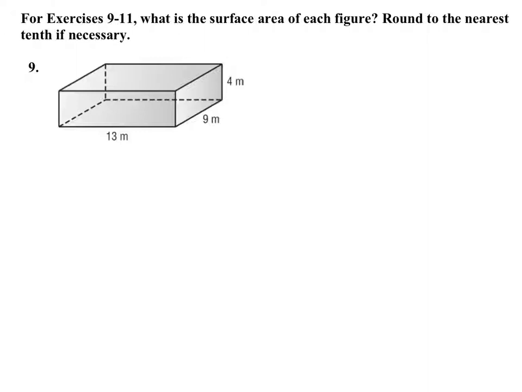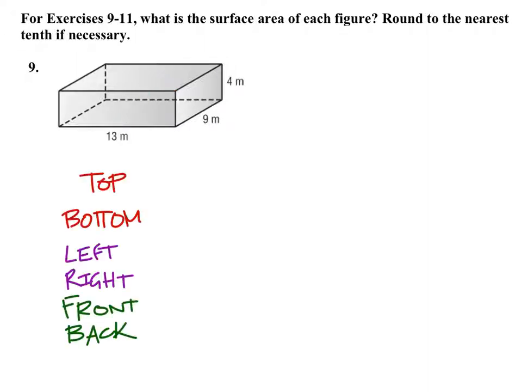And to start off, what we will do is just acknowledge that we have 6 faces on this shape. We got a top, a bottom, left, right, front, and back. And once we find all these surface areas, then all we will need to do is add all of them together. So let's go and take a look at these.